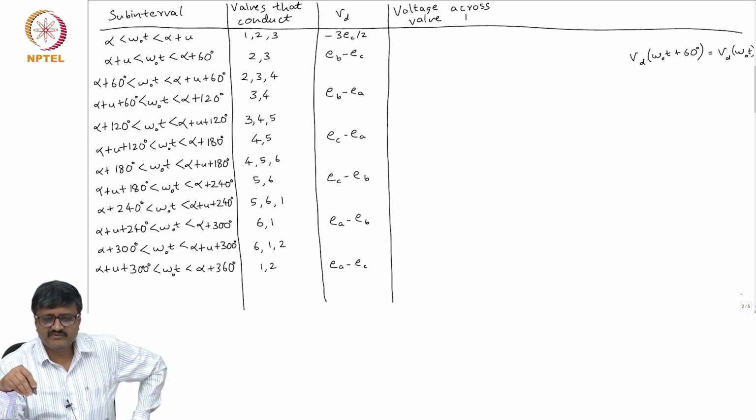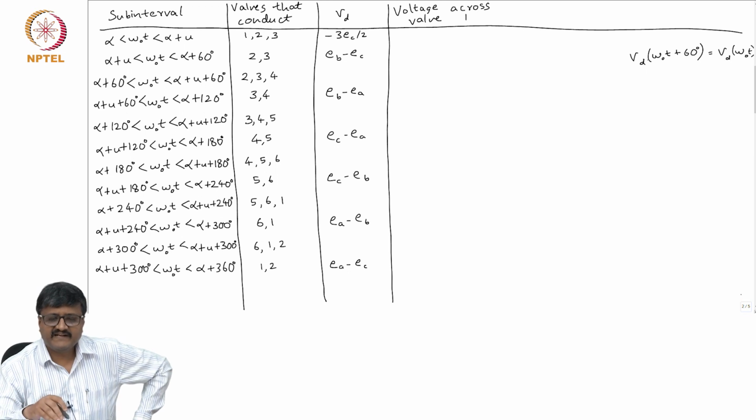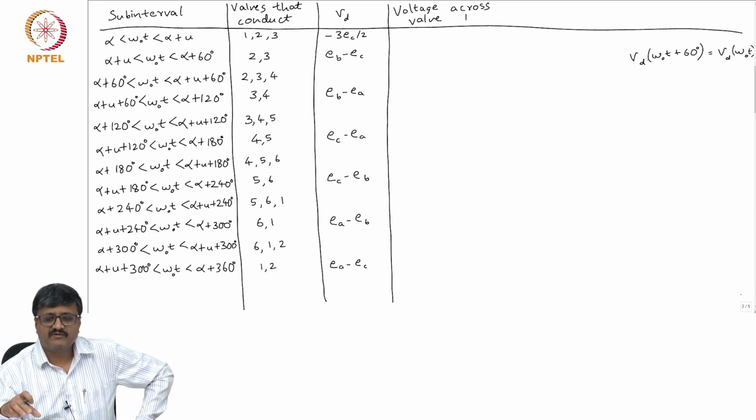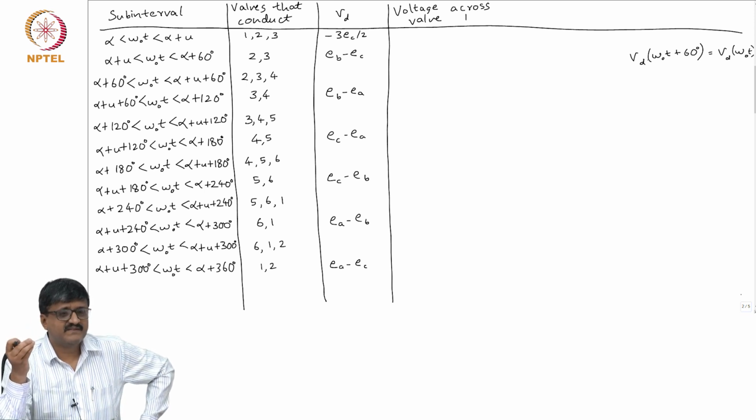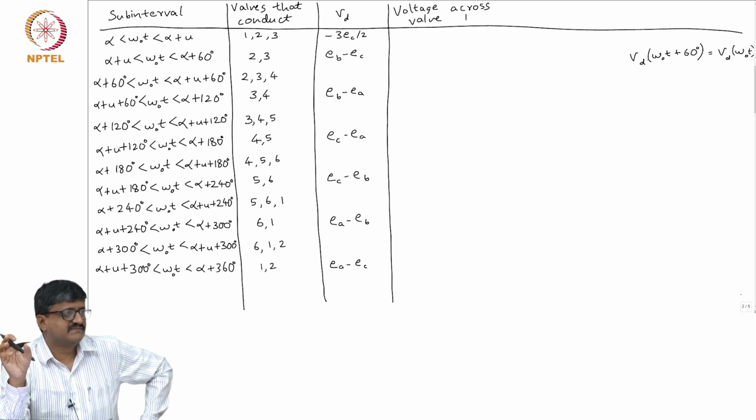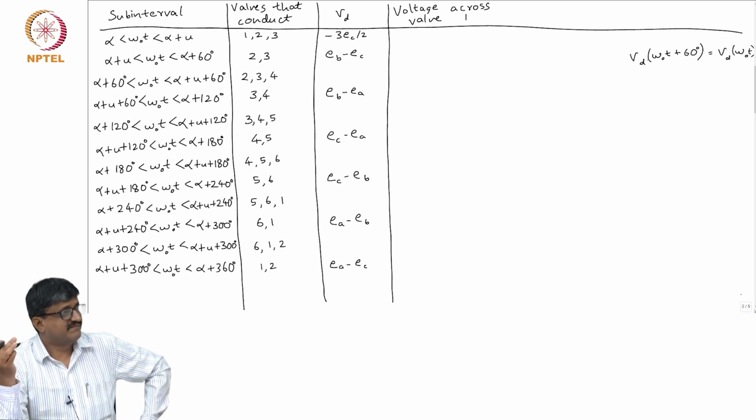Okay. So, using that, can I get an expression for VD in the subinterval in terms of EA, EB, EC? Instead of minus EC, I have to take some other waveform which is lagging or leading EC by 60 degrees. So, which voltage is lagging or leading EC by 60 degrees? Should I take lagging or leading? See, the first subinterval has minus 3 by 2 EC.